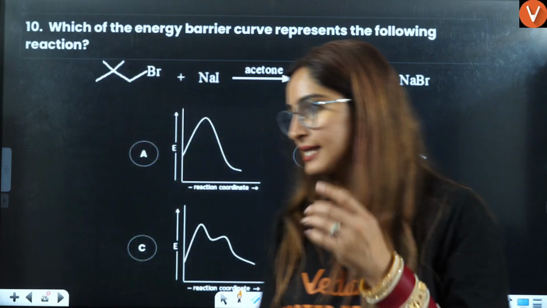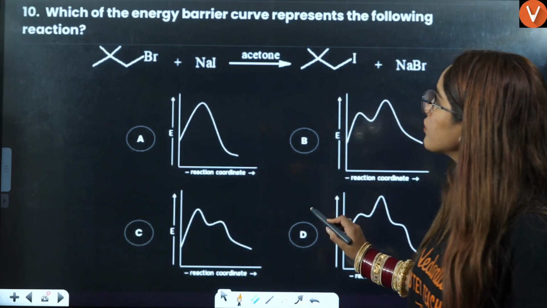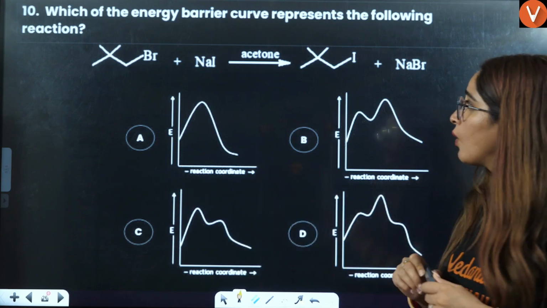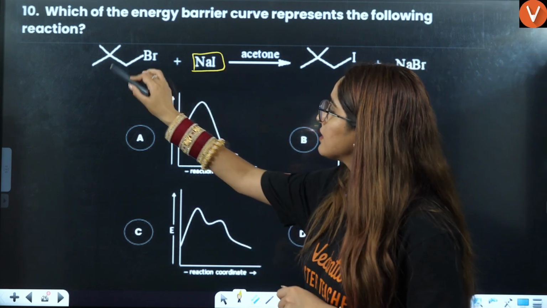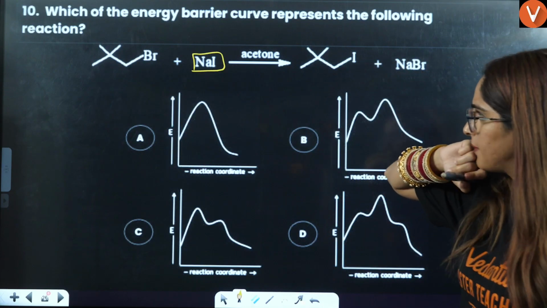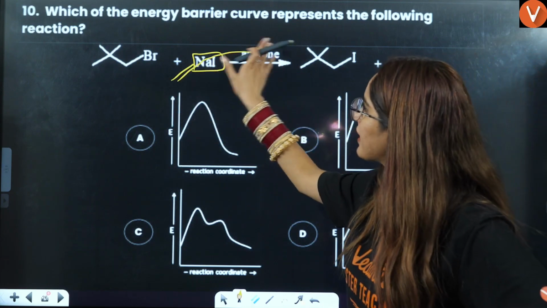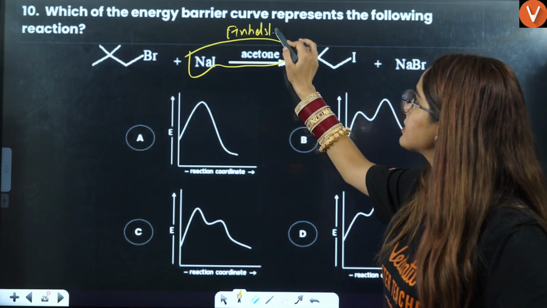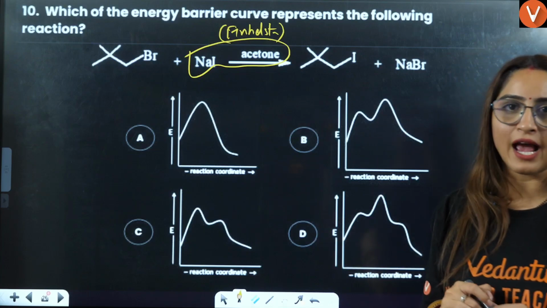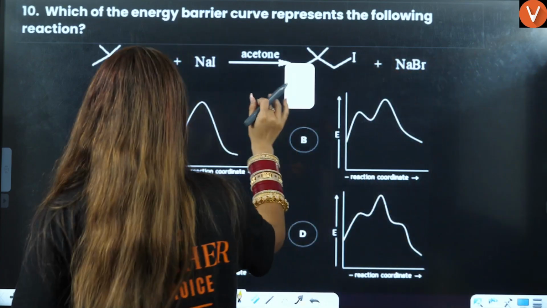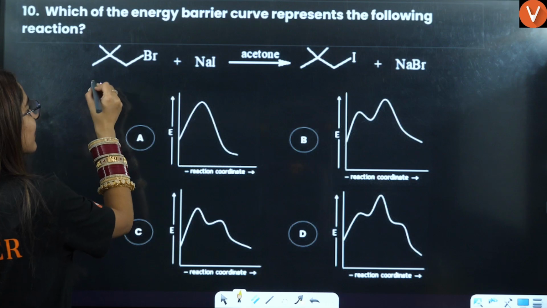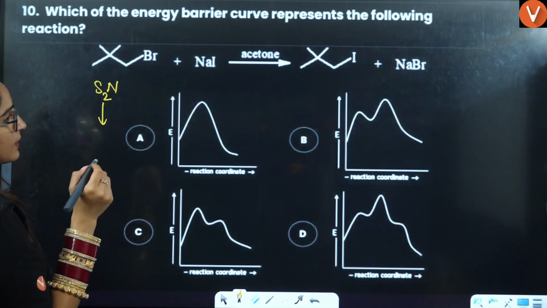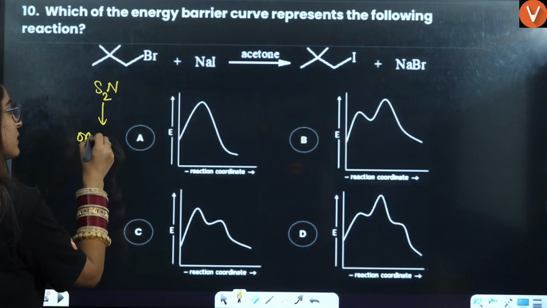Got it? Okay. Now the next question: which of the following energy barrier curves represents the following reaction? So you have NaI here. Basically, this is nothing but the Finkelstein reaction. It's a very, very interesting question. In the Finkelstein reaction, remember one thing, it is an SN2 reaction, which means this occurs in one step.